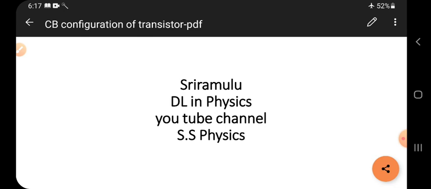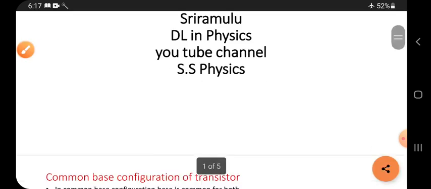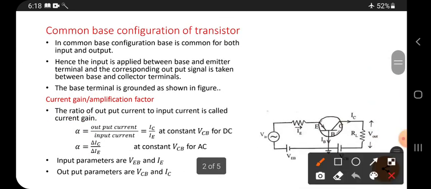Today I have come with an excellent topic, that is the CB configuration of a transistor. CB stands for common base. So let me enter into the common base configuration of a transistor. About the transistor only I am going to speak.